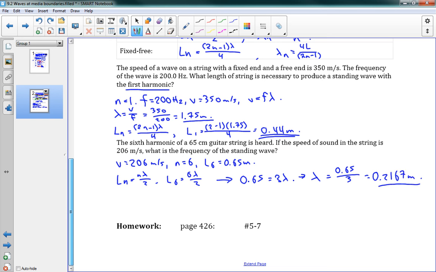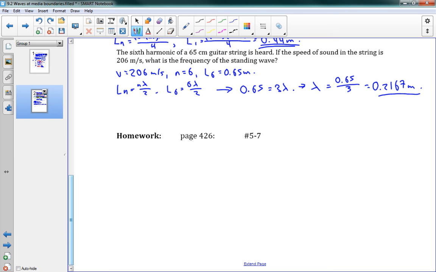That's our wavelength. And now we've got one last bit here. It asks what the frequency is. So we need to do v equals f lambda. Rearrange that to say that f is equal to v over lambda, and then plug in our numbers. 206 divided by 0.2167, which gives us 950 hertz.